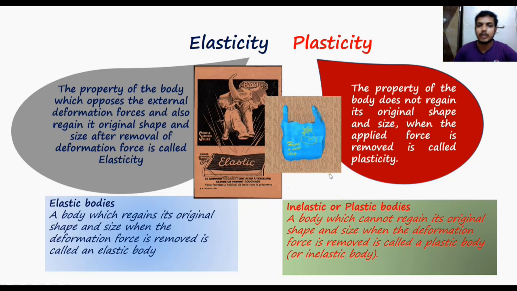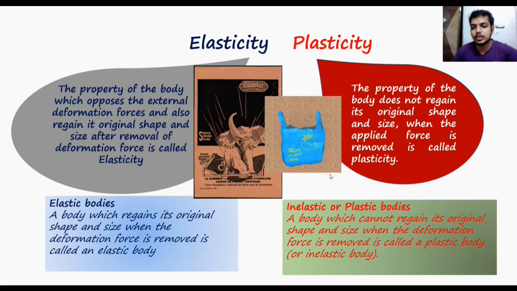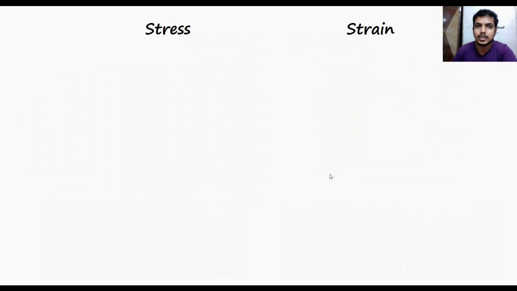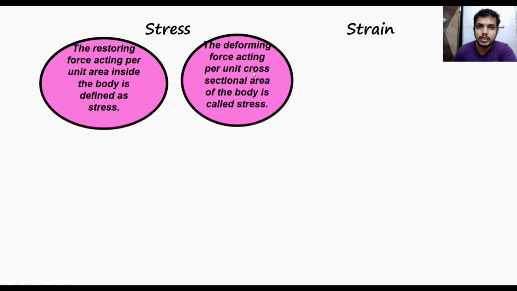So at the initial stress level it will be elastic. Over a particular limit, the elastic limit, it will go to the plastic region. That is what is studied here: how much stress we are applying. Stress is actually the restoring force per unit area inside the body. The body gives a restoring force because of the opposition to the external or deforming force. Either I can call it deforming force or restoring force; both are equal.